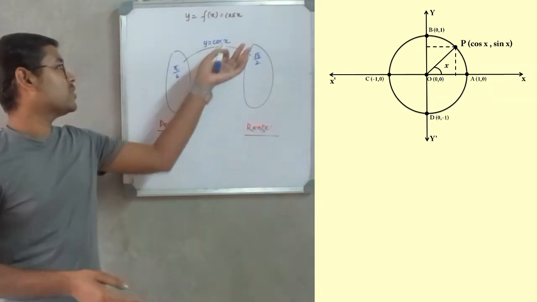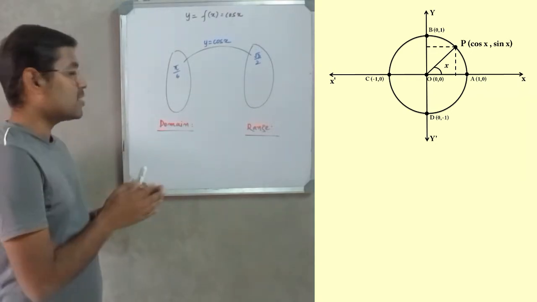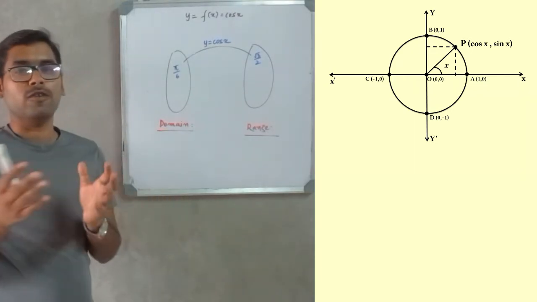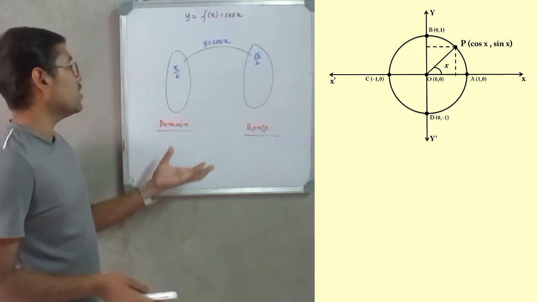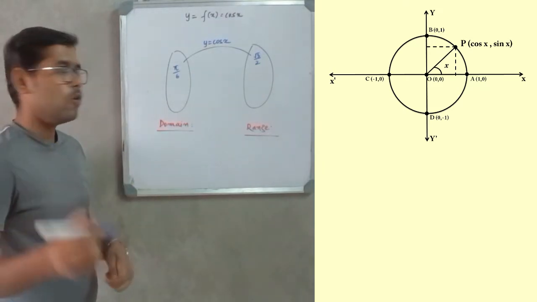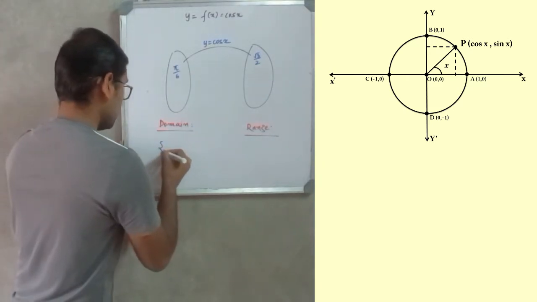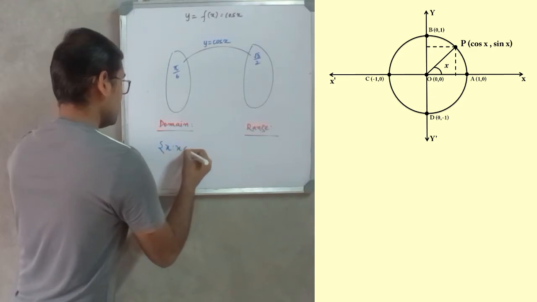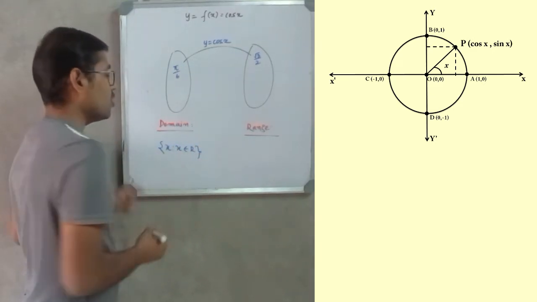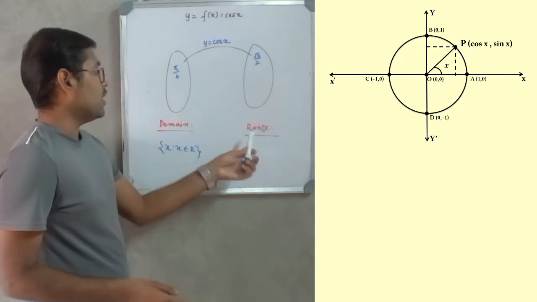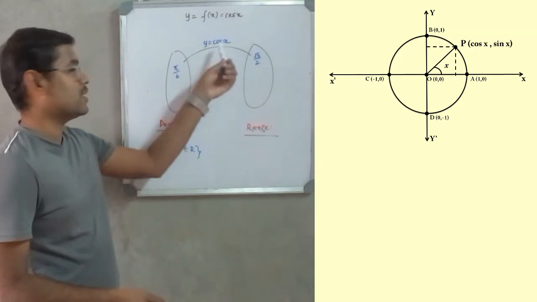Guys, next we have cos x. Just like sin x, cos x is also defined for all the real values of x, which means the domain of cos x is the set of all real numbers. The domain is the set of all real numbers. What about range? Range is the set of all the values that cos x takes.